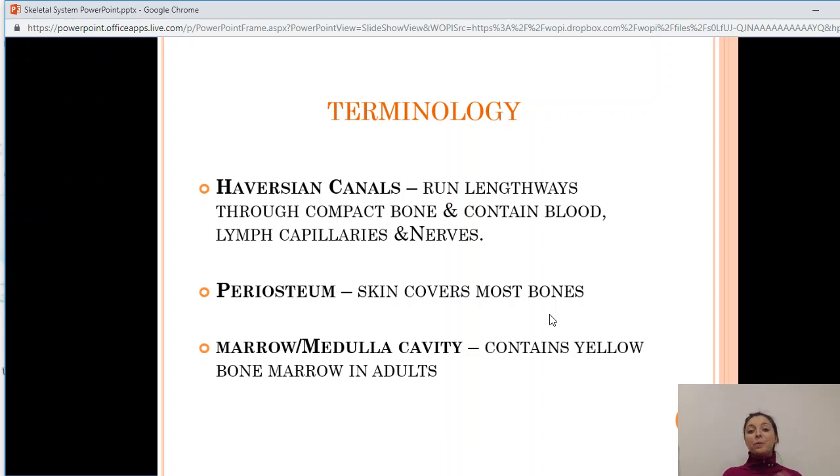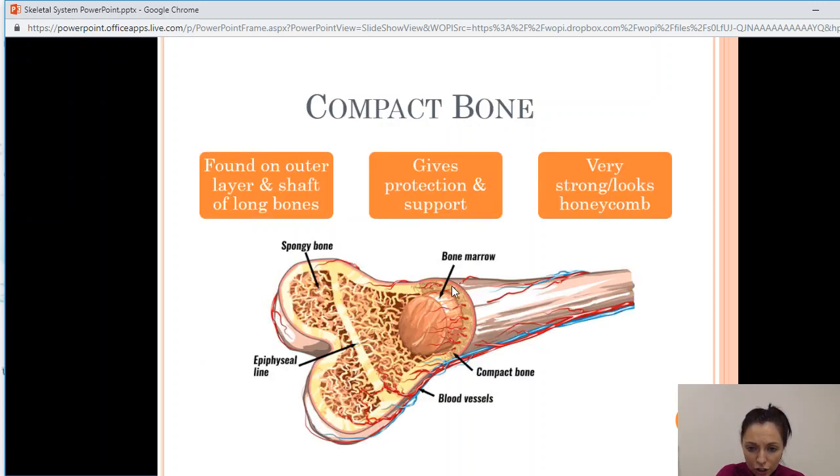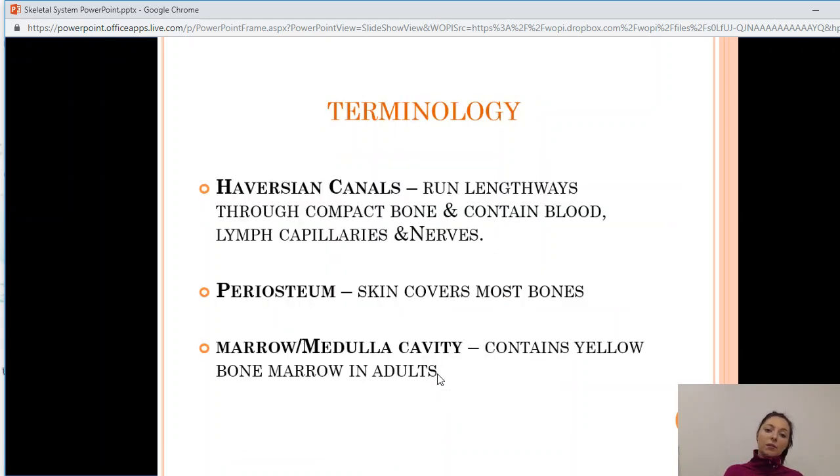So these run lengthways through compact bone and contain blood, lymph, capillaries, and nerves. I'm just going to go back again because Haversian canals are just within here, and you can see there's already blood vessels surrounding that and in through here as well. So that's what Haversian canals do. They also contain lymph capillaries, which are kind of for detoxification, and they also contain nerves.